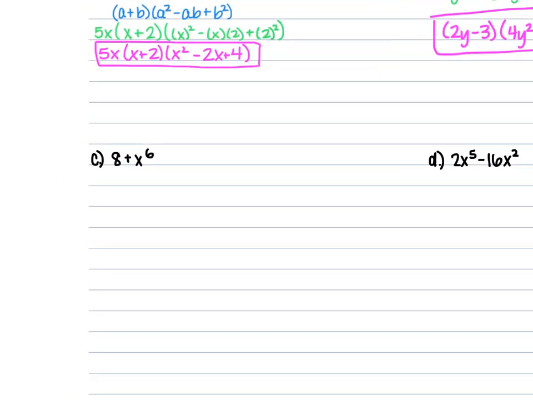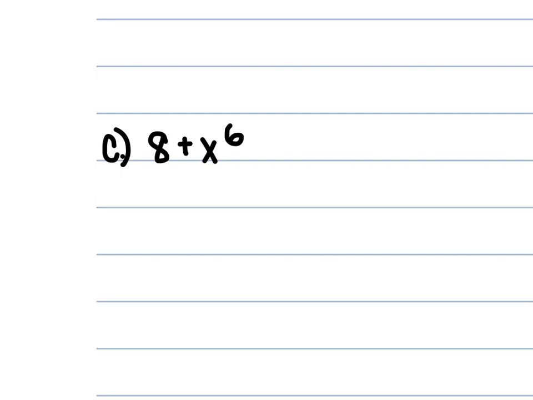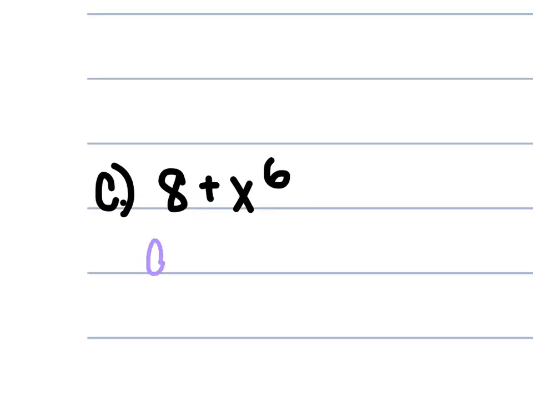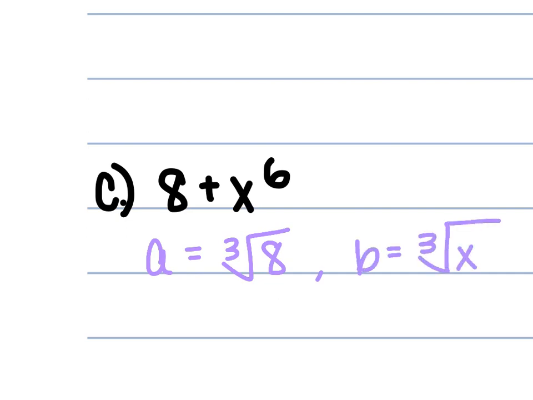If we look at example C, we have 8 plus x to the 6th power. We can take the cube root of that 8. We can take the cube root of that x to that 6th power. So do that for both. A is going to be the cube root of 8. B is going to be the cube root of x to the 6th power. So the cube root of 8 is 2. The cube root of that x to the 6th power is x squared.